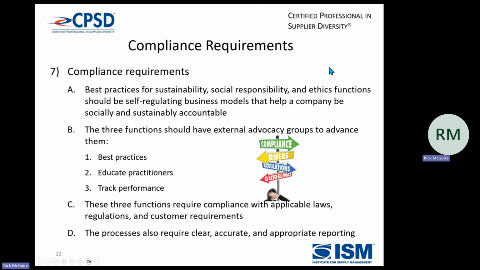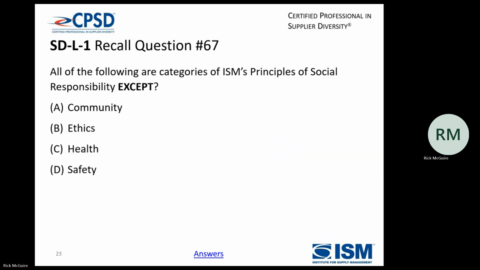And compliance requirements, best practices for sustainability, social responsibility, and ethics functions should be self-regulating business models that help a company be socially and sustainability accountable. The three functions should have external advocacy groups to advance them. So best practices, educate practitioners, track performance. These three functions require compliance with applicable laws, regulations, and customer requirements. And the processes also require clear, accurate, and appropriate reporting.